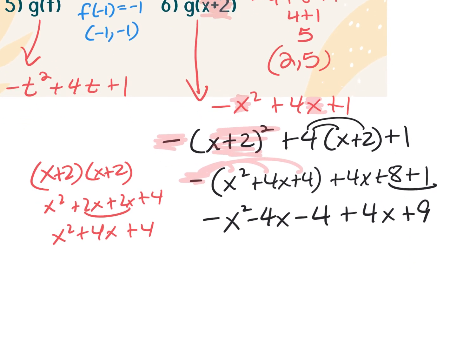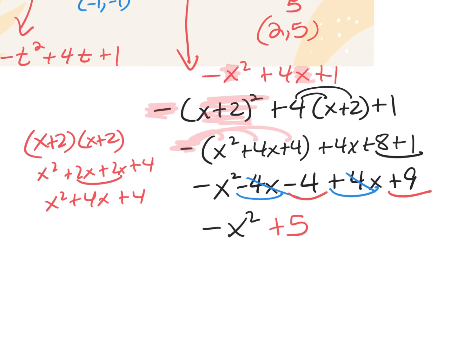All right, now I need to look for my like terms. So I don't have anything to group with the x squared, so negative x squared, but I can add my negative 4x and my positive 4x, that's gone. And then I just have to combine my negative 4 and my positive 9, and that gives me positive 5. So that would be my simplified function plugging in x plus 2. If it asks you to write it as a coordinate, you put in what you plugged in, the x plus 2, comma, negative x squared plus 5.